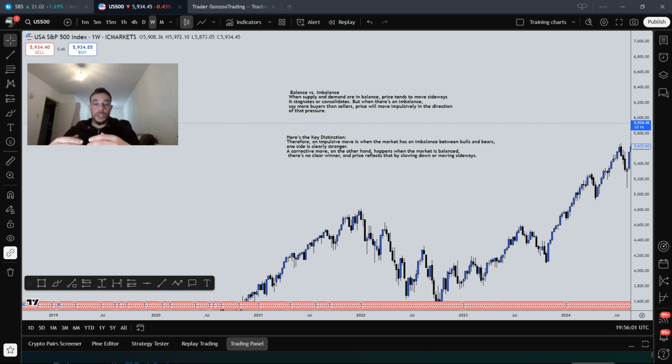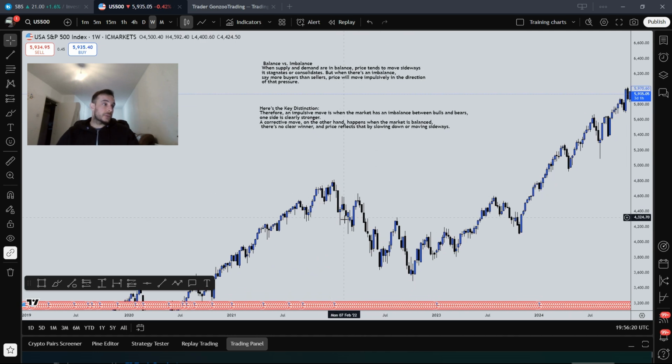With an imbalance, or an impulsive move, say there's more buyers than sellers, the price will move impulsively in one direction of that pressure. So if there's more buyers than sellers, the price will move up, whereas if there's more sellers than buyers, the price will move down. As we can see on the chart over here, we have loads of impulsive moves to the downside. That means there's more sellers than buyers. And then on this leg, we have more buyers than sellers, and therefore there's an impulsive move to the upside.